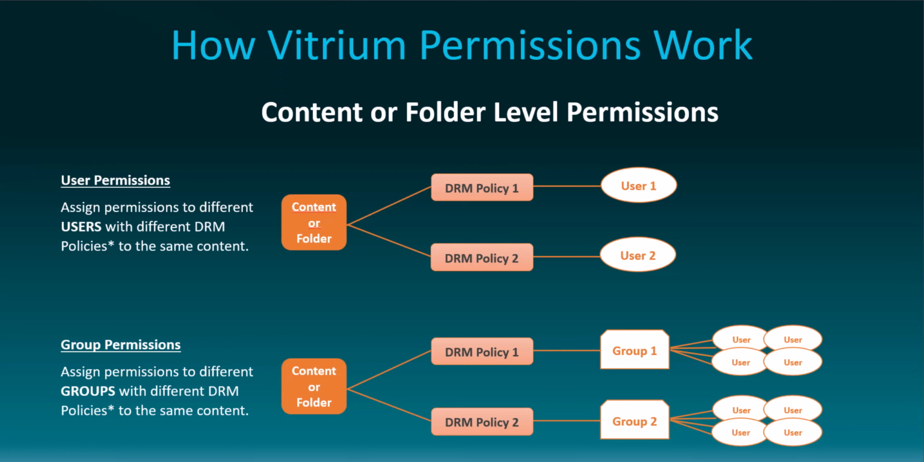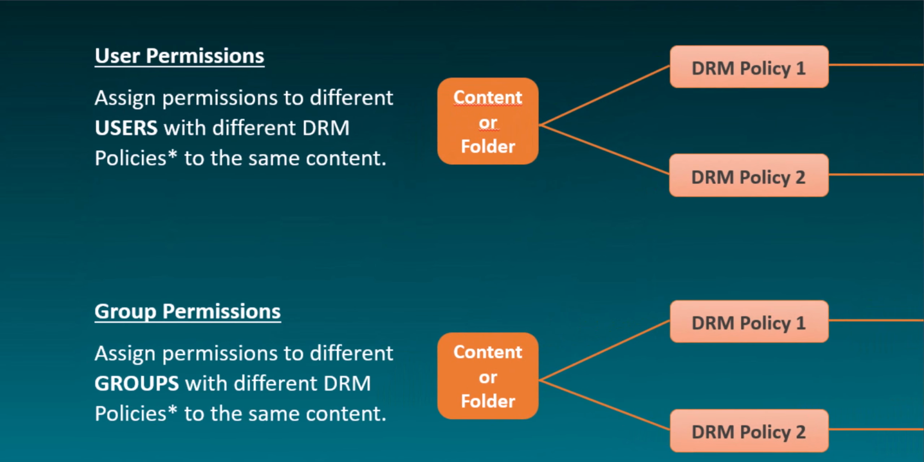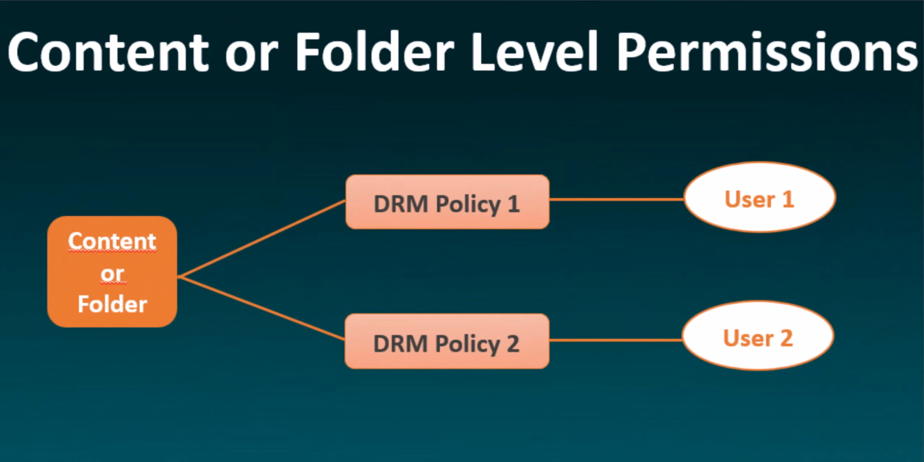Permissions in Vitrium have four possible components to them. The first is to decide if you want to assign permissions based on an individual user or a user group basis. From there, you can then either assign permissions at the content level or for the content folder as a whole. We can see in our top diagram here that we have our content or our folder with two different DRM policies applied to it for two separate users. This means that user 1 and user 2 have different components to their DRM policy that will control how and where they can access the content.